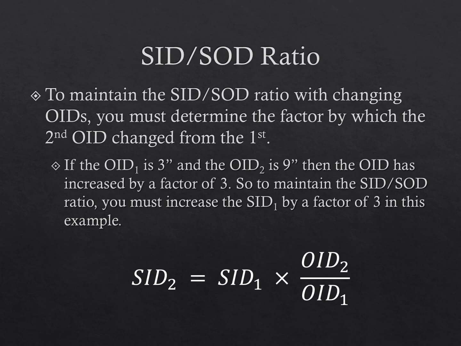But just remember that with increased OID, I'm going to have increased magnification. To combat that, if I increase my SID using this SID-SOD ratio or SID-OID ratio, you will reduce the effect of the magnification, thereby creating a more sharp image, an image with less penumbra.